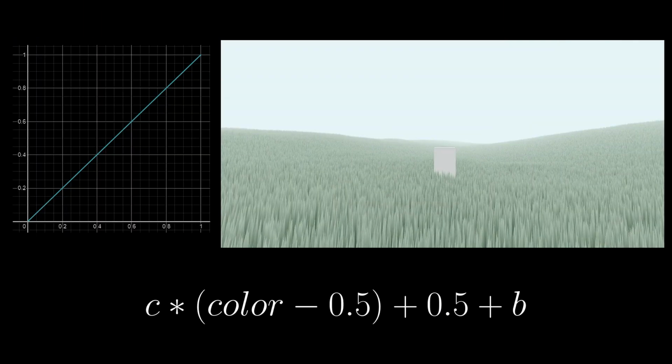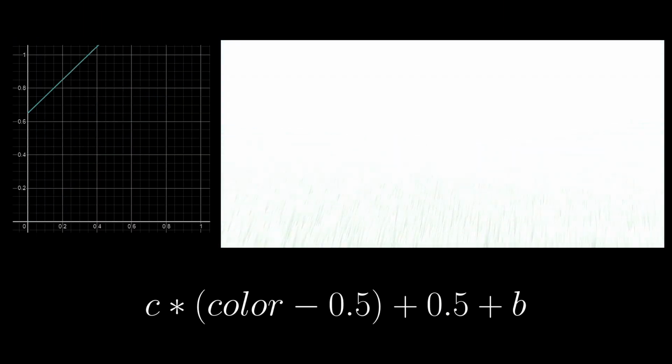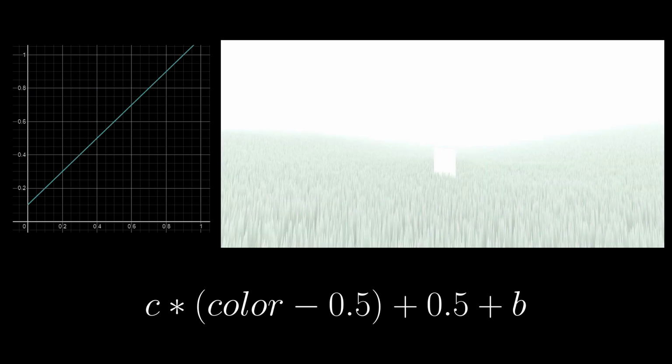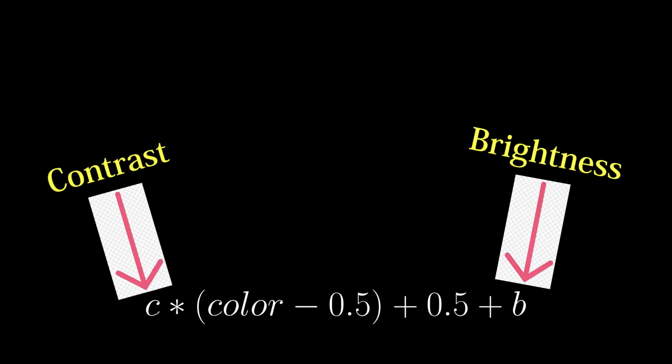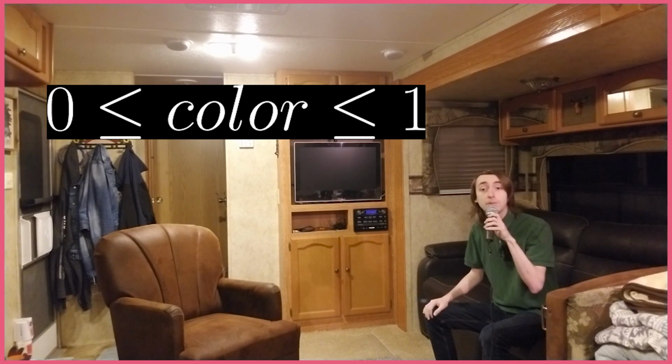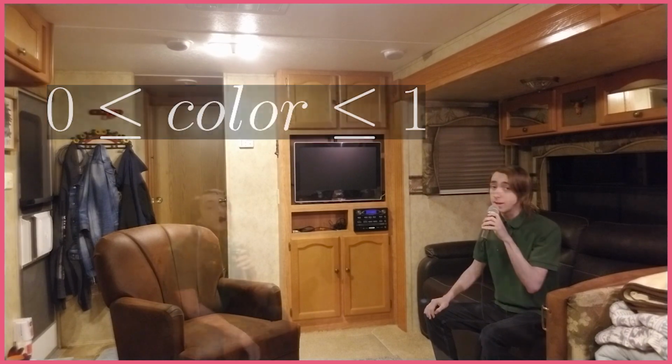By adding an additional constant, we can control the brightness of our color. This formula is a 2-for-1 deal and controls both contrast and brightness, but make sure to clamp your output color to between 0 and 1 before you apply any more effects.